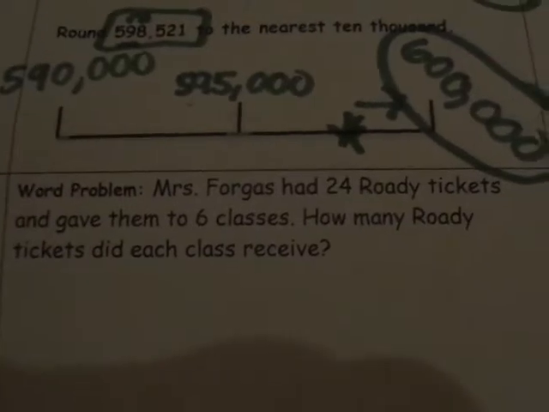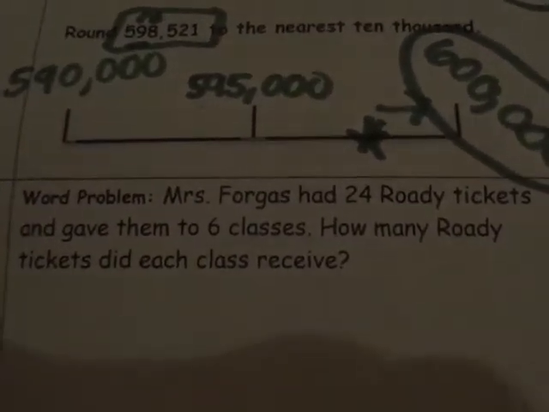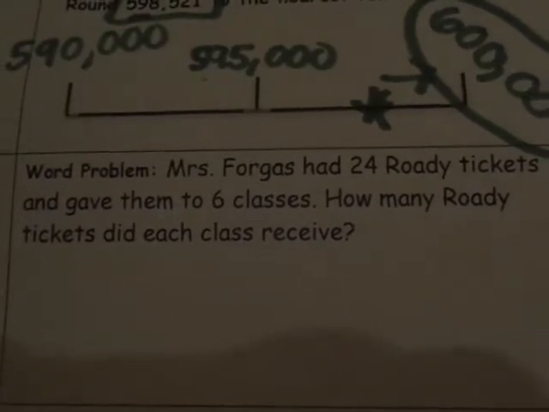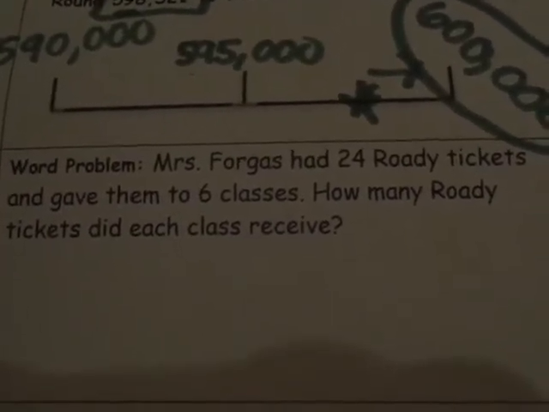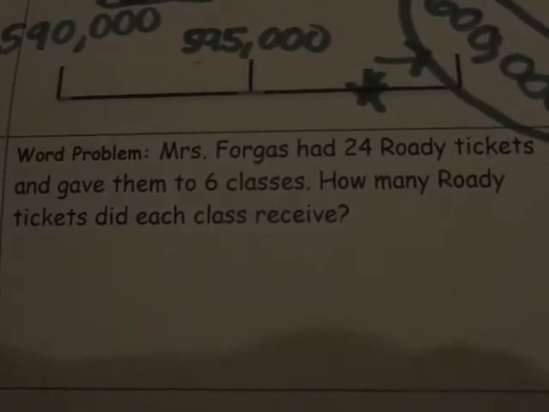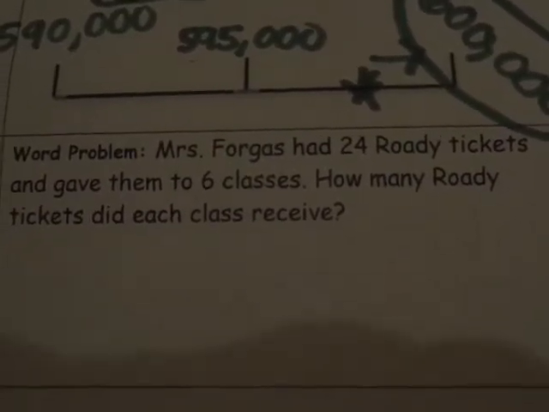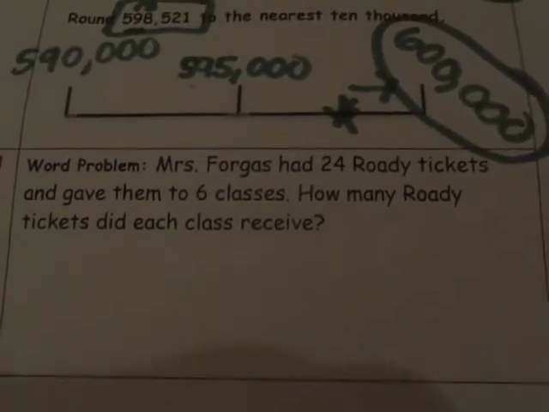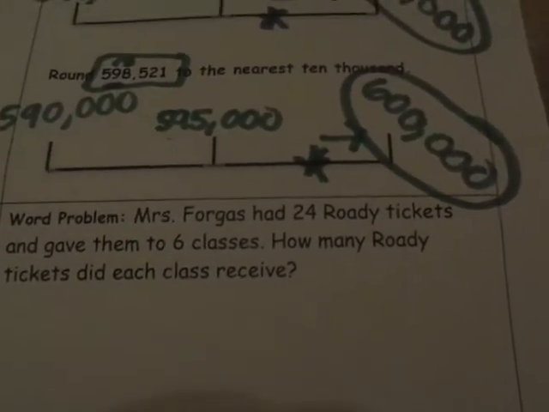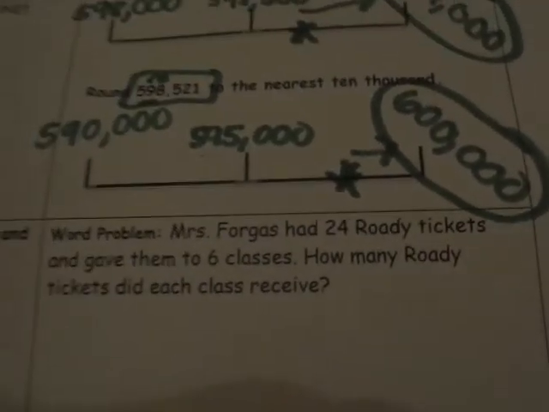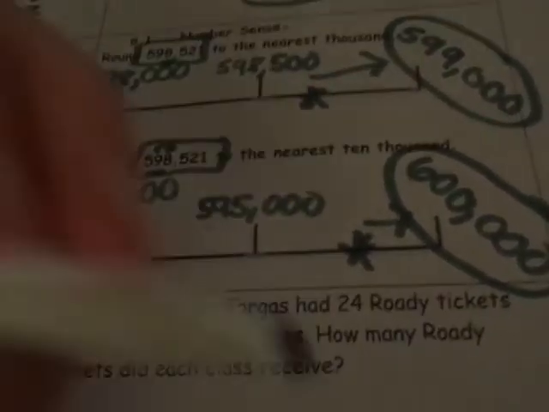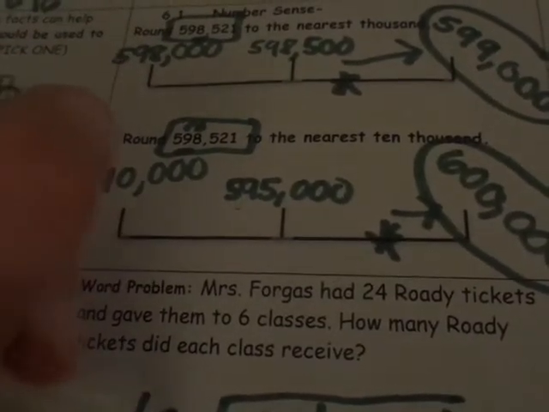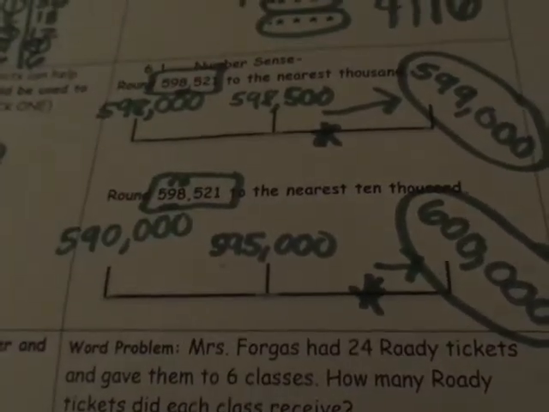Next question, listen for what computation you're going to use to solve this one. Miss Forgus had 24 roadie tickets and gave them to 6 classes. How many roadie tickets did each class receive? So what computation is it where you have a total number and putting them into equal groups and subtracting it out? That's division. So you have 24 total tickets here. That's our dividend. Our divisor will be the 6 classes. And our quotient will be how many each class got. Number of tickets for each class.